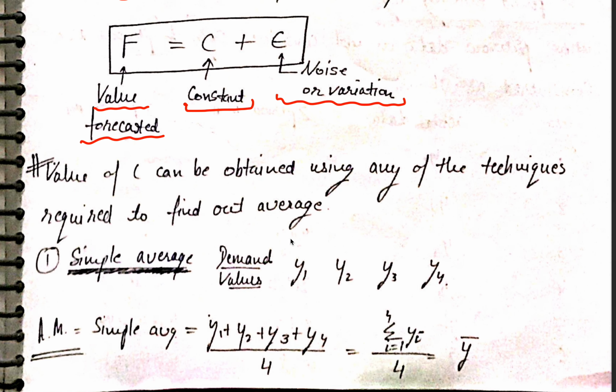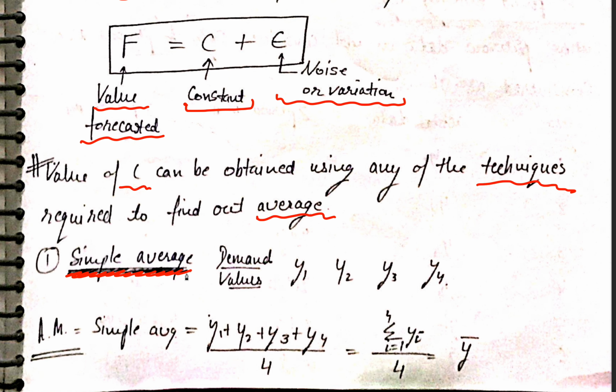So the value of C can be obtained using any of the techniques required to find out the average. Now I have just shown you one method to calculate the value of the constant, the simple average that we have just done. There are some other methods also. We will see in further classes what other methods there are to calculate this constant. So the first one is simple average.